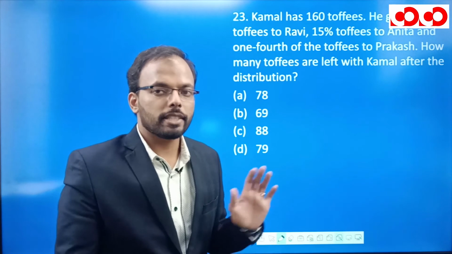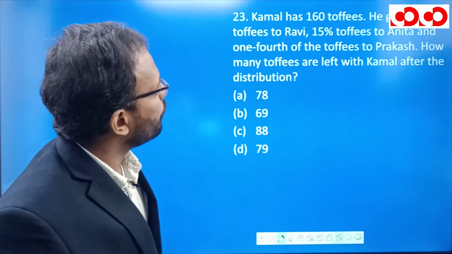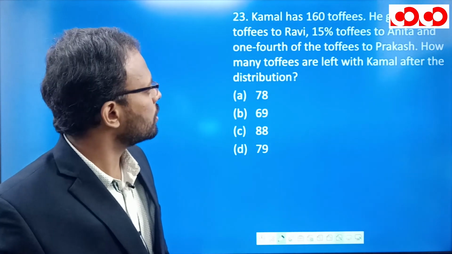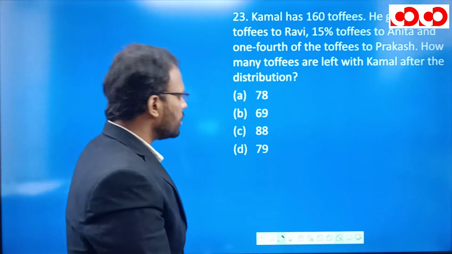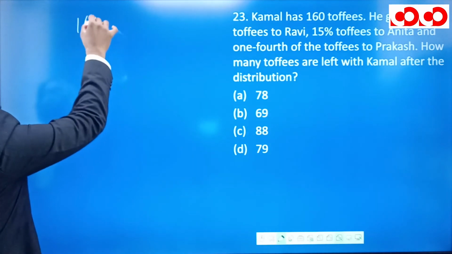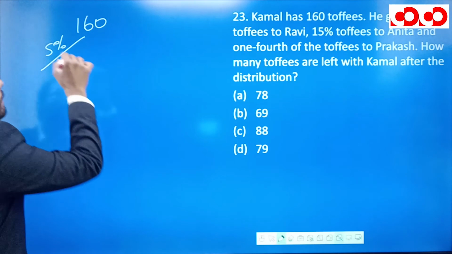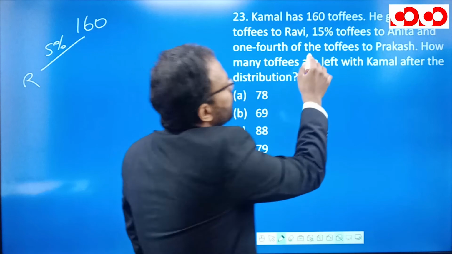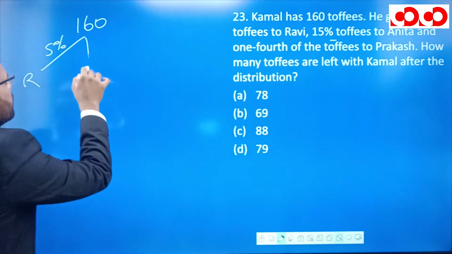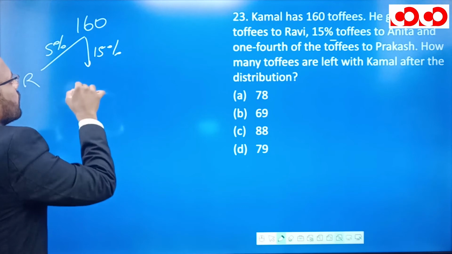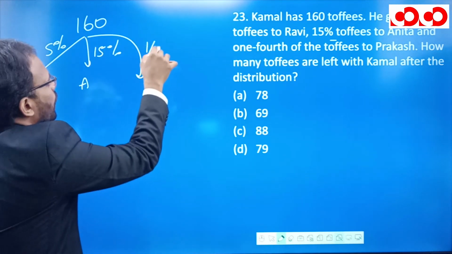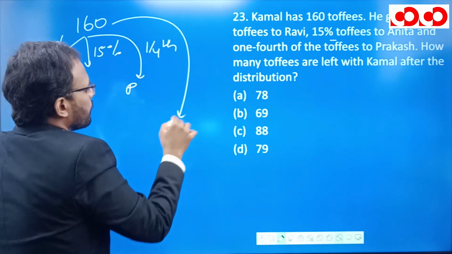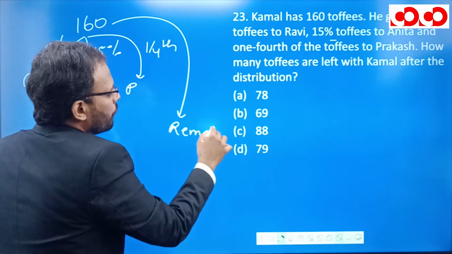Here is the next question. Let's try to solve it. Kamal has 160 toffees. He gave 5% to Ravi, 15% to Anita, and 1/4 to Prakash. How many toffees are left with Kamal? Very easy question based on percentage. There are 160 toffees with Kamal. 5% he gave to Ravi, 15% he is giving to Anita, and 1/4 he is giving to Prakash, and the remaining is what we have to find.